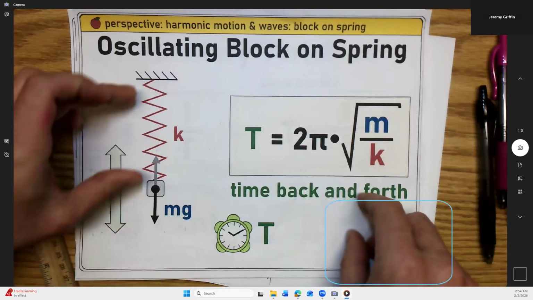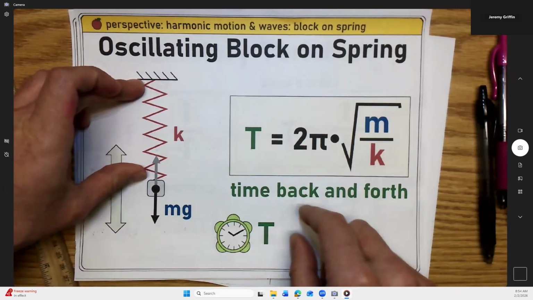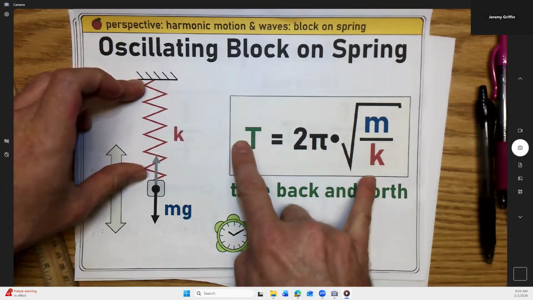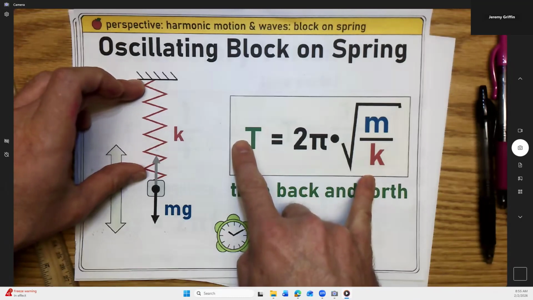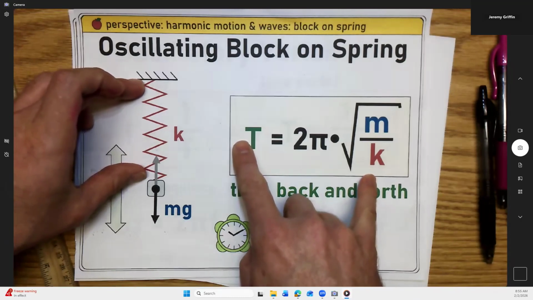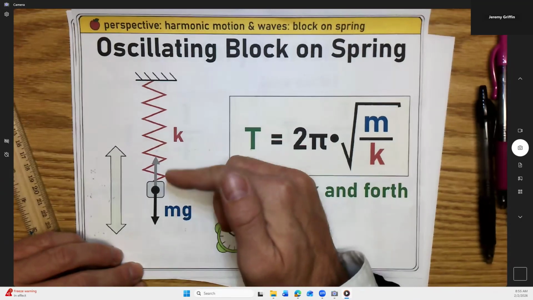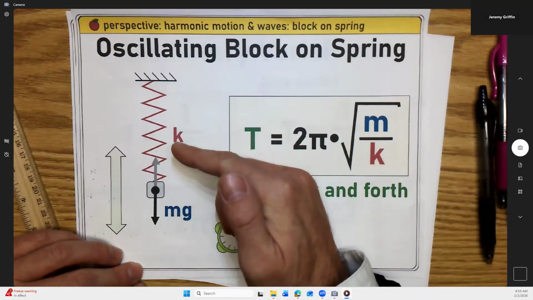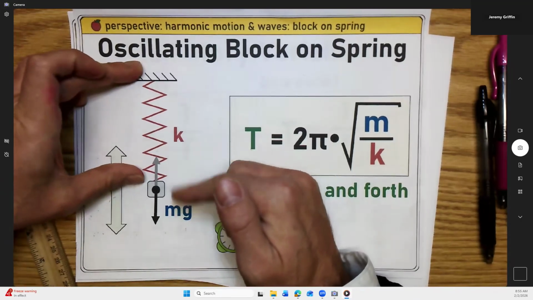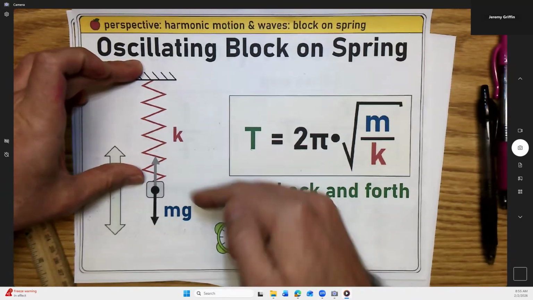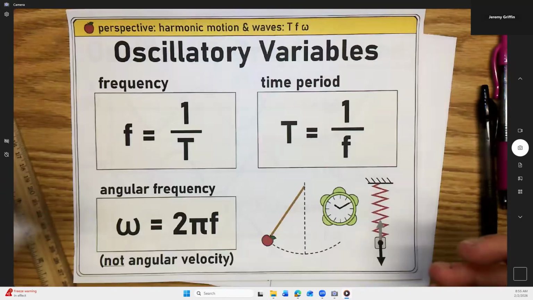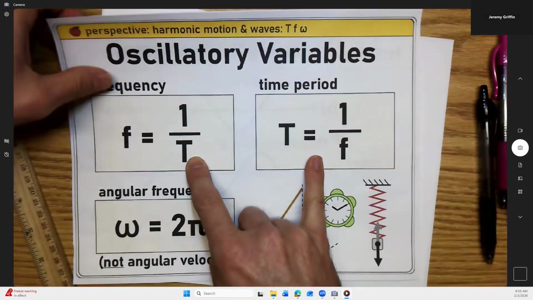Right. Okay, what if I make this spring really stiff? Really stiff spring, what happens to the time period? Increase or decrease? Decrease. Yeah, right. If it's a really loose spring, that's different, but if it's a really stiff spring, it oscillates faster. Oh, here's the table we just put together, isn't it?